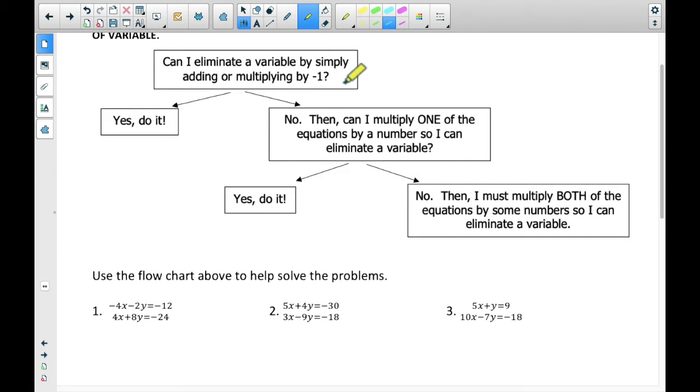Okay, can you eliminate by simply adding or multiplying by -1? If you look at this, if we added these together, would anything drop off? Yeah, it would, wouldn't it? The 4x would. So if we can, just do it. That comes out to be 0. This comes out to be 6y, because -2 plus 8 is 6. And -12 and -24 gives me a -36.